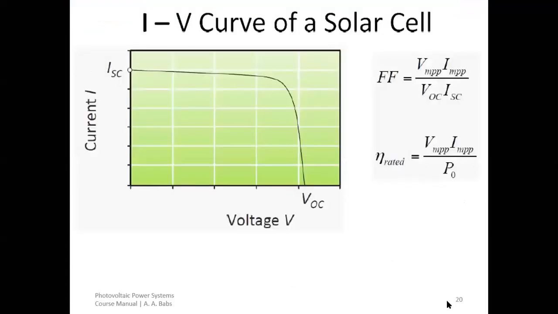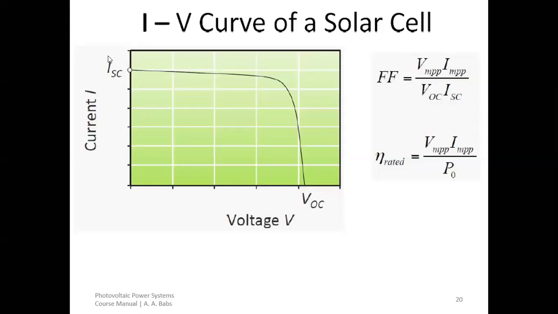So here we are going to quickly talk about the current voltage curve of a solar cell. What you will find here is a graph. On this graph, we have the current on the vertical axis and the voltage on the horizontal axis. So you can plot the graph of the current of the solar cell against the voltage of the solar cell. That's what we have here.